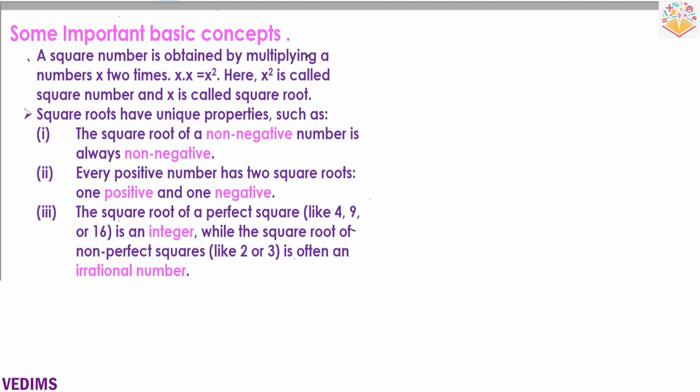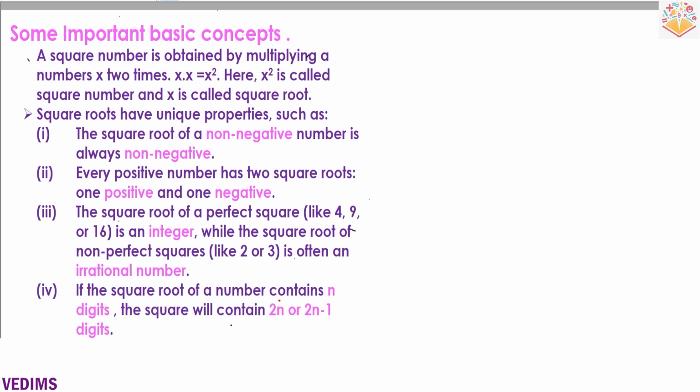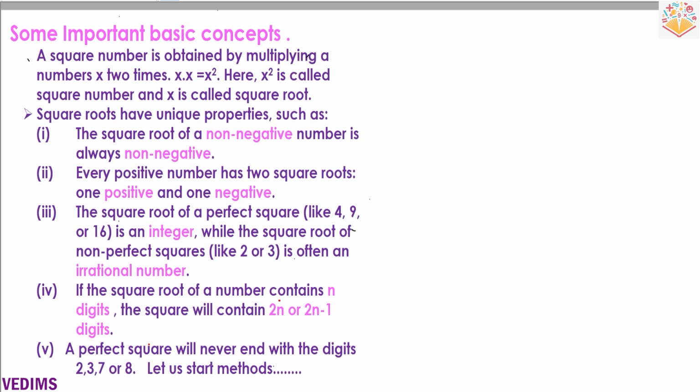The square root of a perfect square like 4, 9 or 16 is an integer, while the square root of non-perfect squares like 2 or 3 is often an irrational number. If the square root of a number contains n digits, then its square will contain 2n or 2n minus 1 digits. A perfect square will never end with the digits 2, 3, 7, 8.